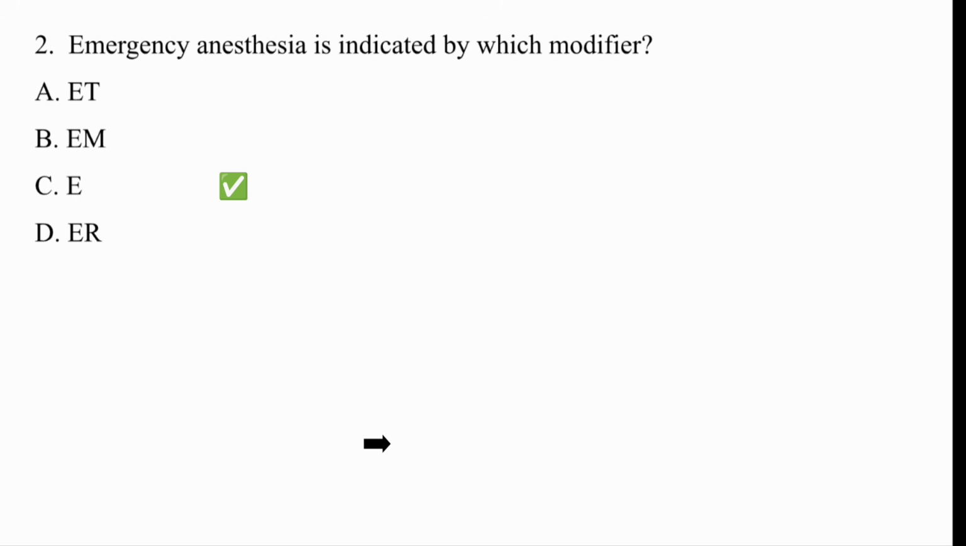Next question. Emergency anesthesia is indicated by which modifier? Option A ET, option B EM, option C E and option D ER. Can you think of the right answer?